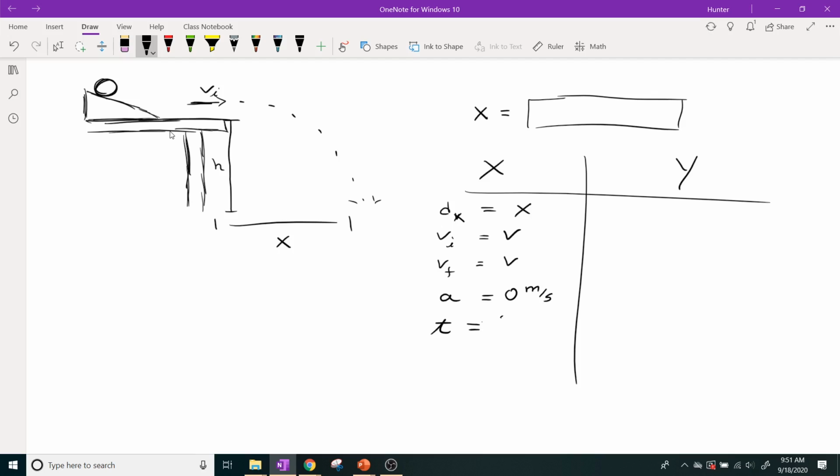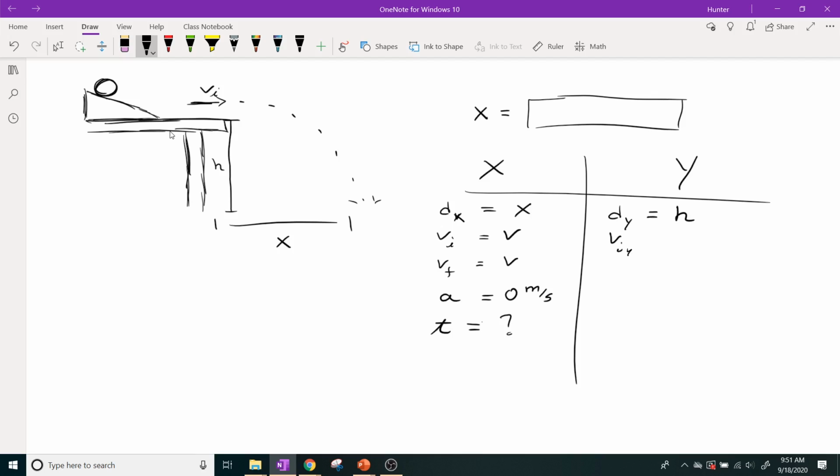Okay, so we don't. It doesn't say time t, so we don't know how long it takes to actually hit the bottom. We can find an expression for time t, but it's not going to be a number. It's going to be a variable. It's going to be an expression. Do we have dy? That's our height, h.